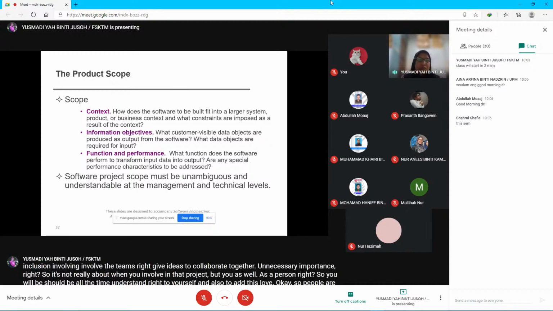Okay, product scope. Context, information, objective, function, and performance. It must be unambiguous and understandable. So, in that case, product scope.